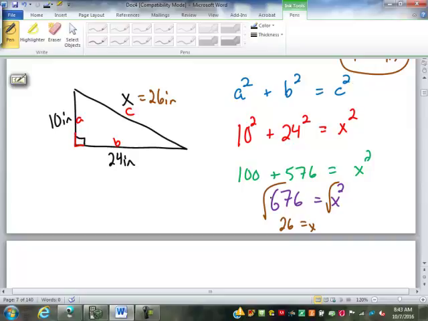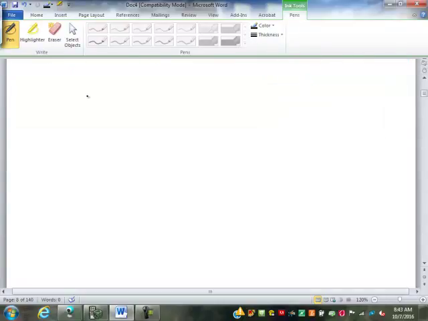What if you just left it at 676? Oh, no. That's X squared, so you have to square root it to find the length. What if you left it there on the test? Half wrong. Depends on my mood.